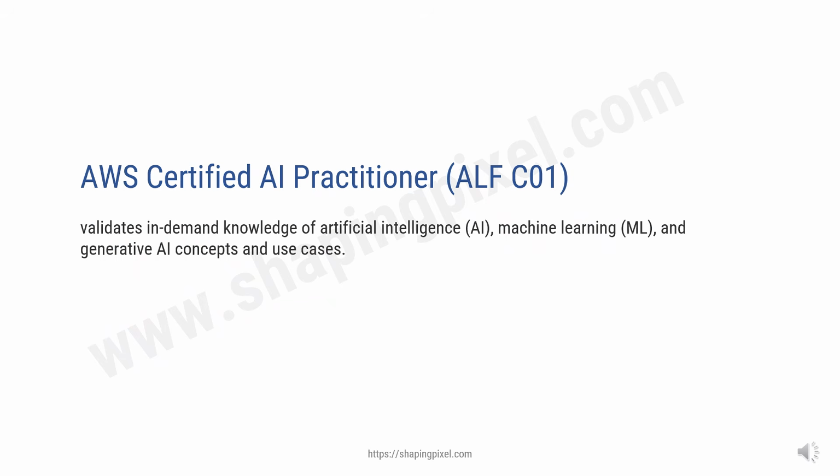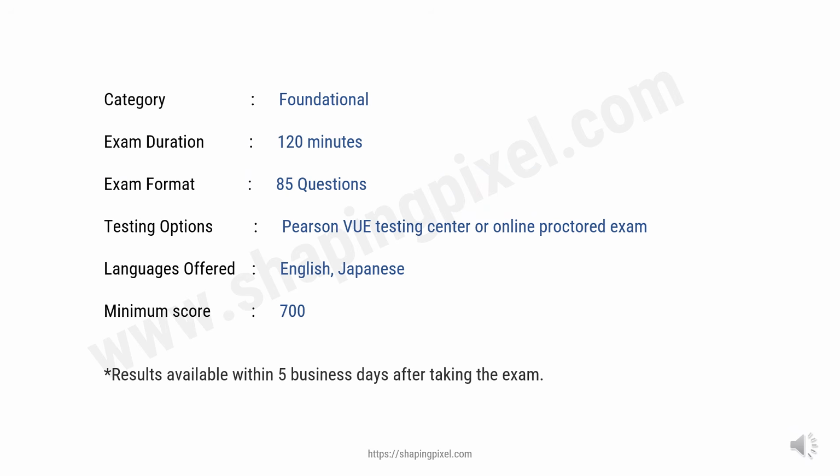AWS Certified AI Practitioner validates in-demand knowledge of artificial intelligence, machine learning, and generative AI concepts and use cases. Category of this exam is foundational, and the exam duration is 120 minutes. Exam format is 85 questions, and the testing options available are Pearson Testing Center or online proctored exam, and the languages offered are English and Japanese, and the minimum score is 700.